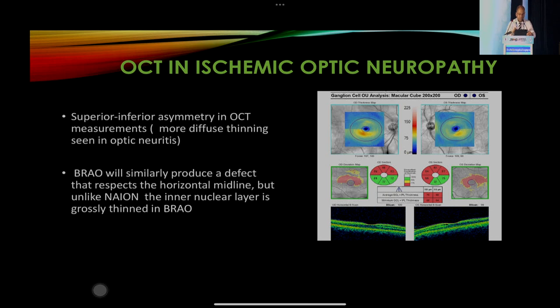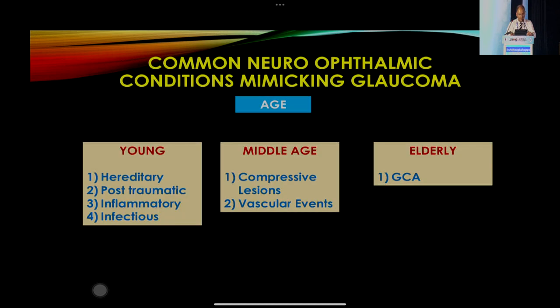Just to summarize, OCT in ischemic optic neuropathy would show a superior and inferior asymmetry in OCT measurements. BRAO, the retinal issues of which will be taken up by the next speaker, will similarly produce a defect that respects the horizontal midline, but unlike NAION, the inner nuclear layer would be grossly thinned in a BRAO.